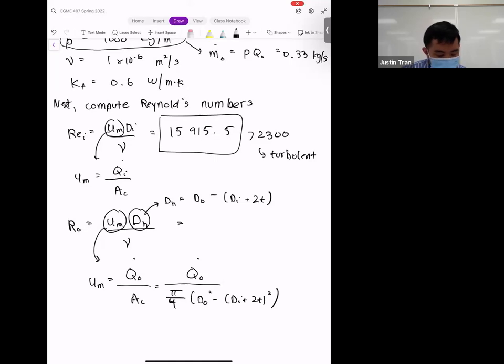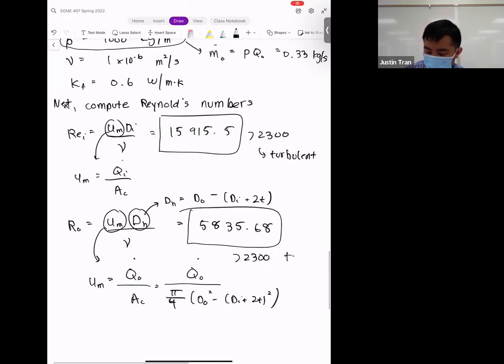Okay, and so we do all these computations and we plug in the material properties, and we get 5,835.68. We see this is greater than 2,300, and so this is also turbulent. And so since both flows are turbulent, we're going to use the Nusselt number correlation for turbulent flow. All right. Any questions on this?